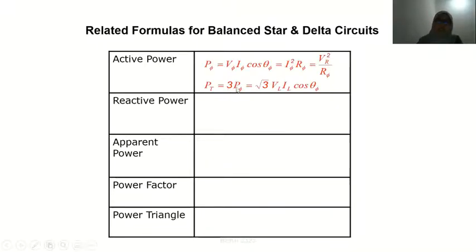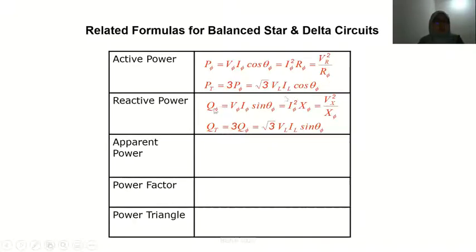So the active power, as we discussed, is 3 times P single phase. It is also equivalent to square root of 3 VL IL cos theta. You can also find P by using the formula I phase squared R phase, or V phase squared divided by R phase.